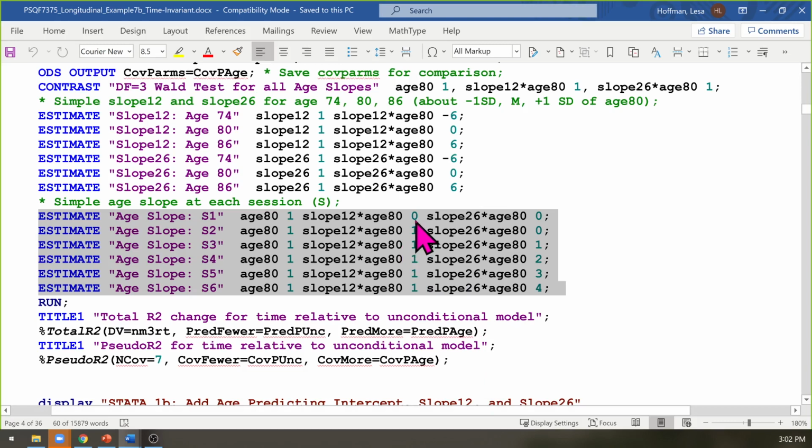The first column here that goes 0, 1, 1, 1, 1, 1, that's because that's what that column looks like in my data. Slope 1, 2 is 0 at the first occasion, switches to 1 at session 2, and then stays 1. Slope 2, 6 is 0 at the first occasion, still 0 at the second occasion because it hasn't turned on yet, and then after session 2, it turns on to index the change from there. So the values that go in here are entirely dependent on your coding scheme for time.